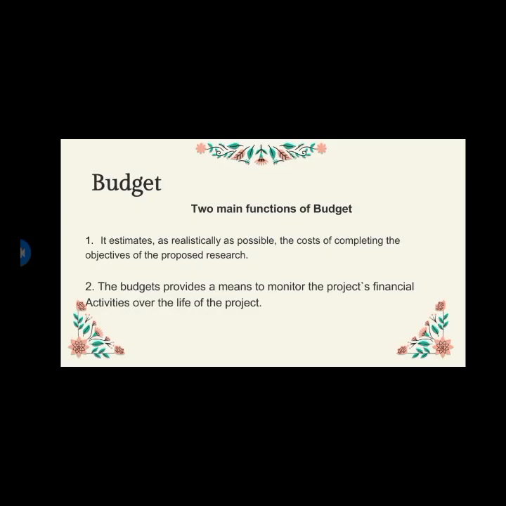The budget has two main functions. First, it estimates as realistically as possible the cost of completing the objectives of the proposed research. The reader will use the budget details to determine whether the proposed research is economically feasible and realistic. Second, the budget provides a means to monitor the project's financial activities over the life of the project.